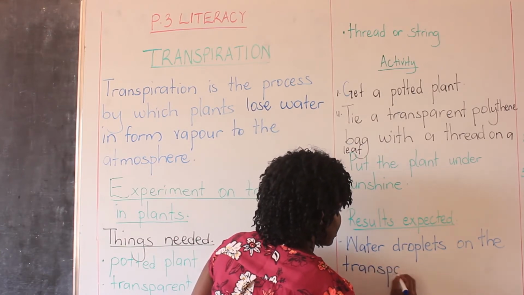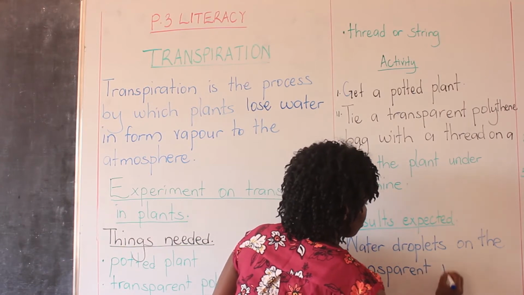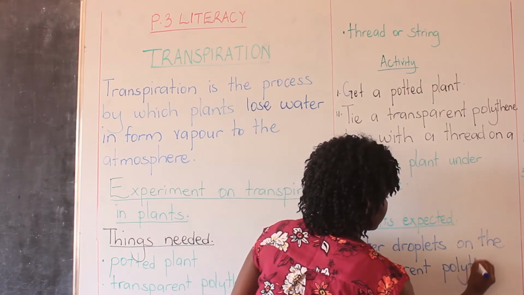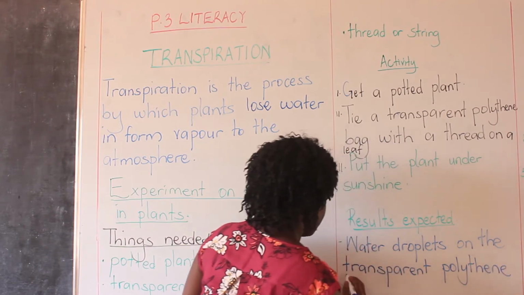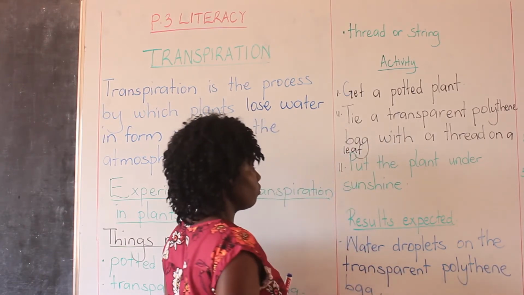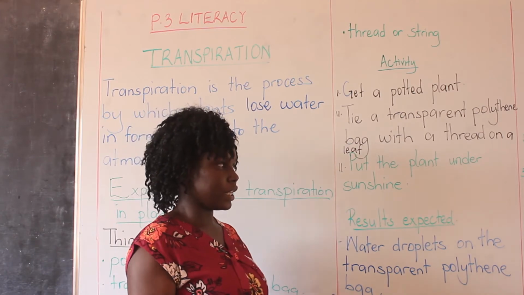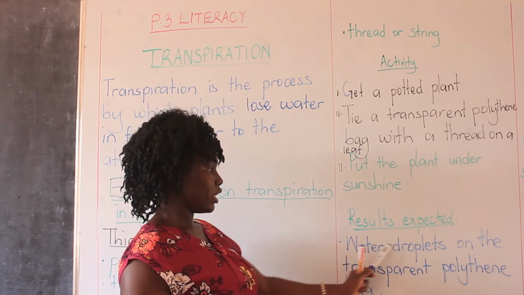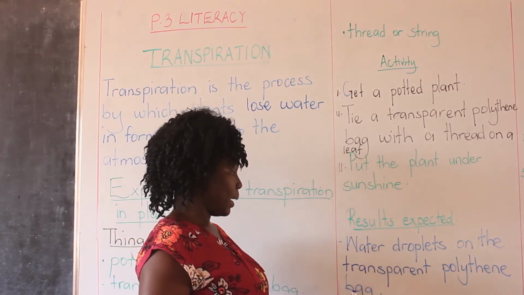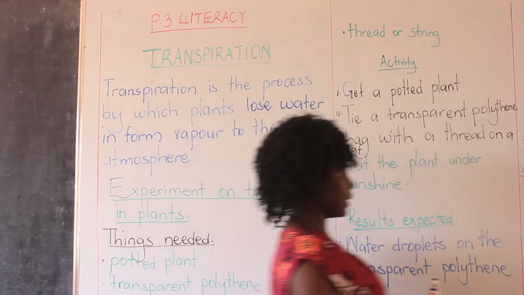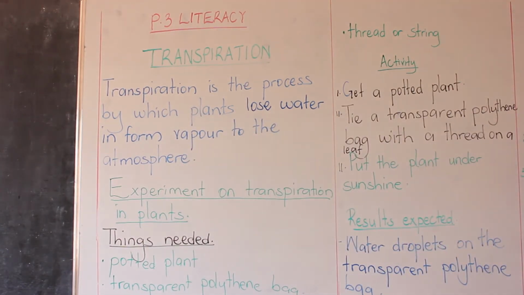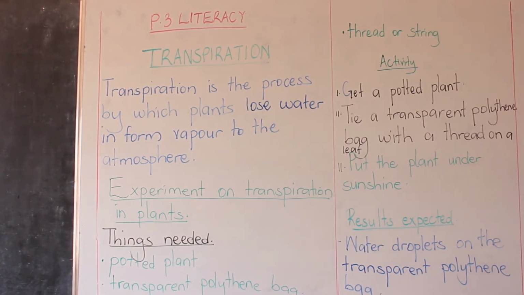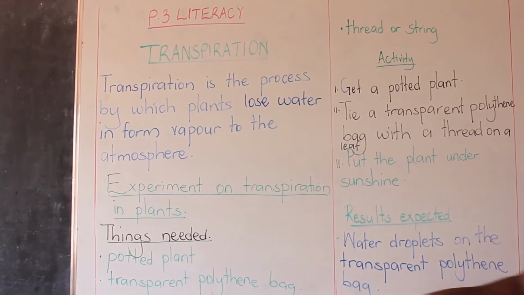On the transparent polythene bag. So as you're putting, you will be observing it. After some 30 minutes, 40 minutes, you go and check on the plant. So you're going to see water droplets on the transparent polythene bag. What do the water droplets indicate? If you see water droplets, how are you going to conclude?